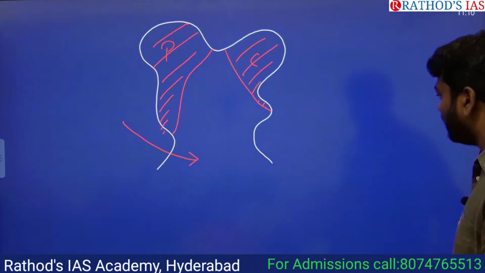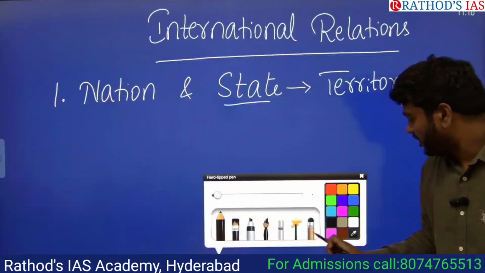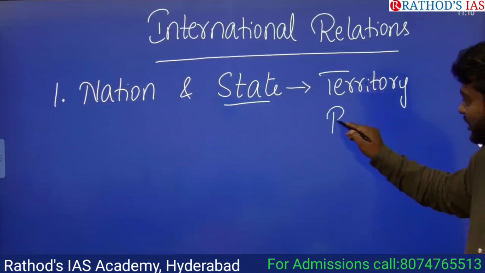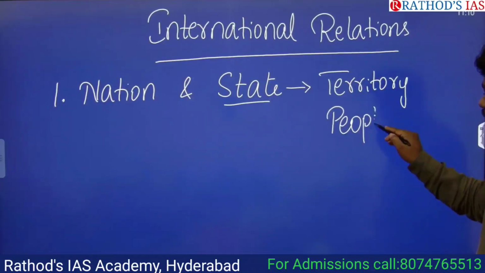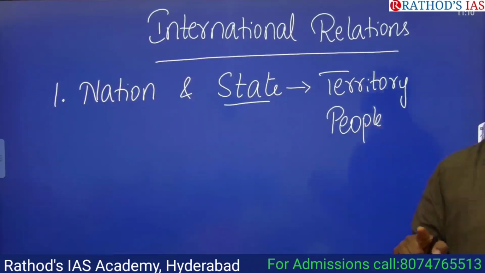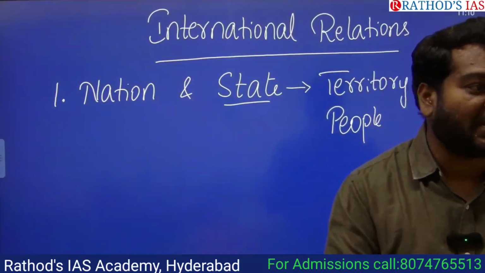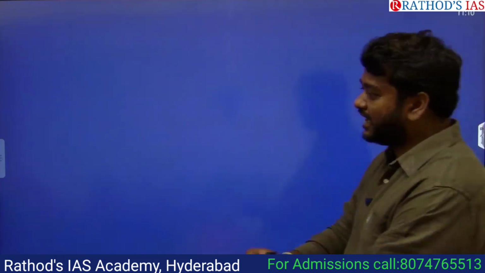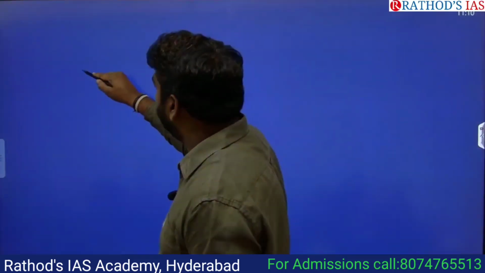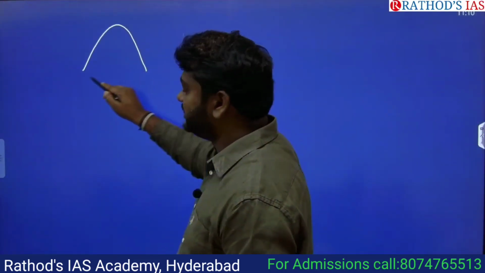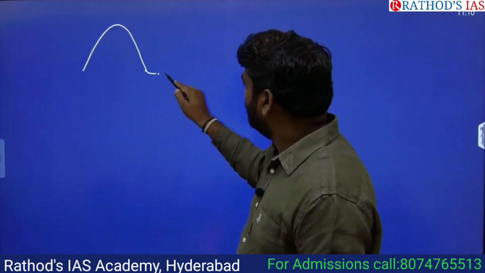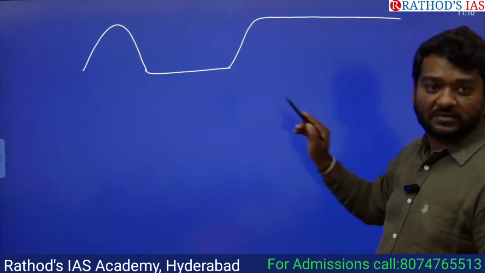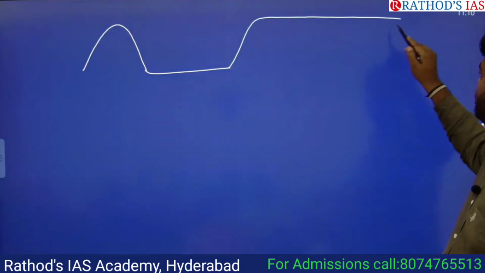Now you see the next one. Is territory enough? You need people. Population is very, very important to call something a state. Okay? Now, let us look at this carefully. Sikkim, Bhutan, Arunachal Pradesh. Sikkim, Bhutan, Arunachal Pradesh.